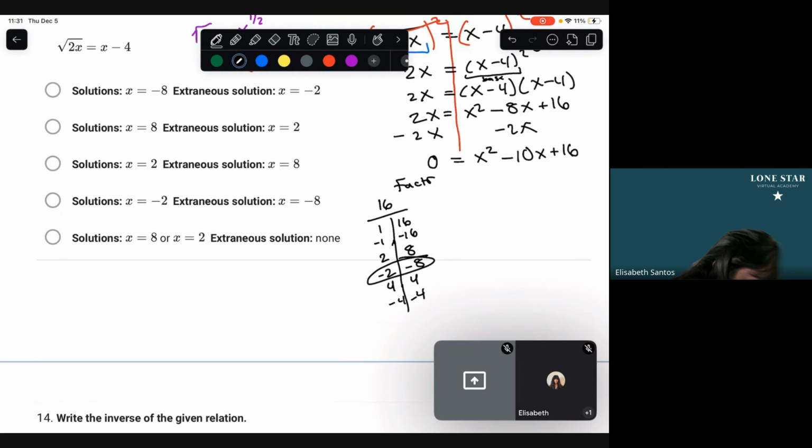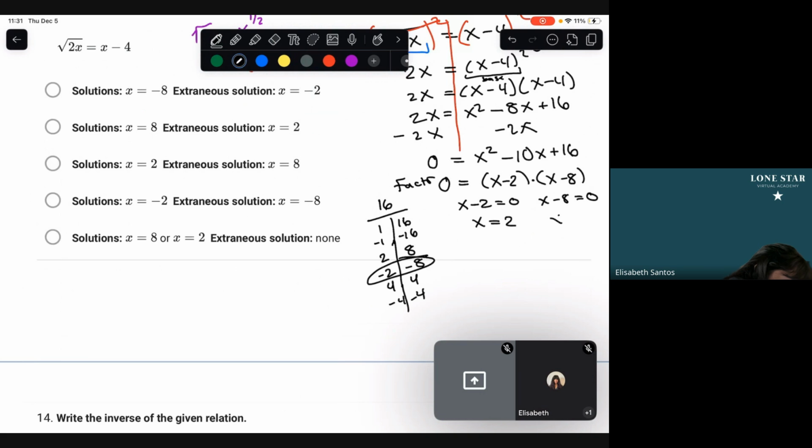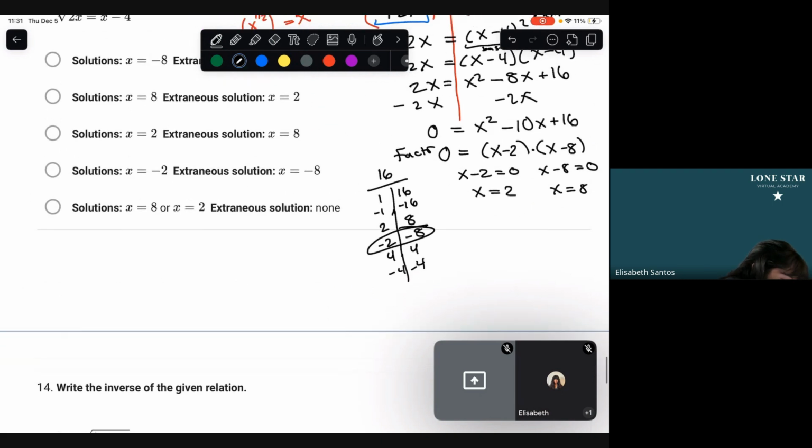And that would be this one, negative 2 plus negative 8 gives us negative 10. So then we make our factors x minus 2 and x minus 8. Set each factor equal to 0. We can do that since these factors are multiplying, by the way. And we get x equals 2 and x equals 8. Okay, so those are solutions, but one of them is extra, and we don't know which one yet.